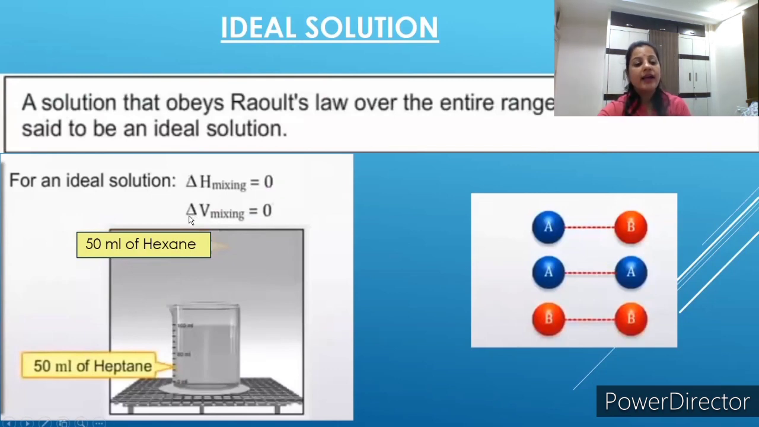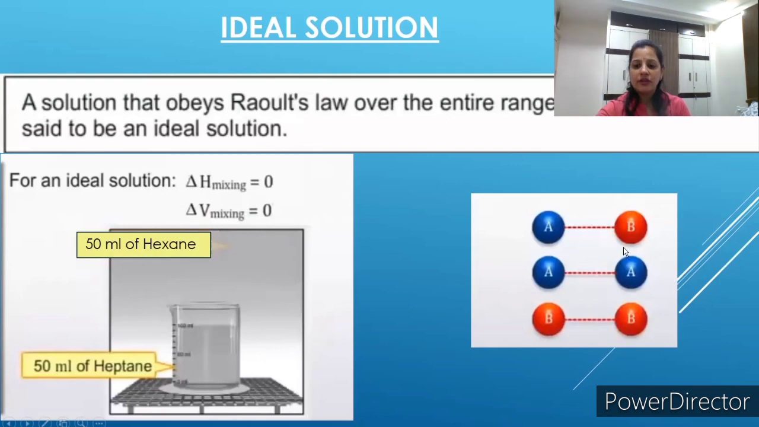Secondly, it says that delta V of mixing should also be 0. Delta V means change in the volume. Now, it means that suppose I am mixing 50 ml of hexane and 50 ml of heptane. If I am mixing these two liquids, then the total volume should be 100, neither less than 100 nor more than 100. So delta V should be 0. There should not be a change between the initial volume and the final volume. So delta V of mixing is 0 for an ideal solution.